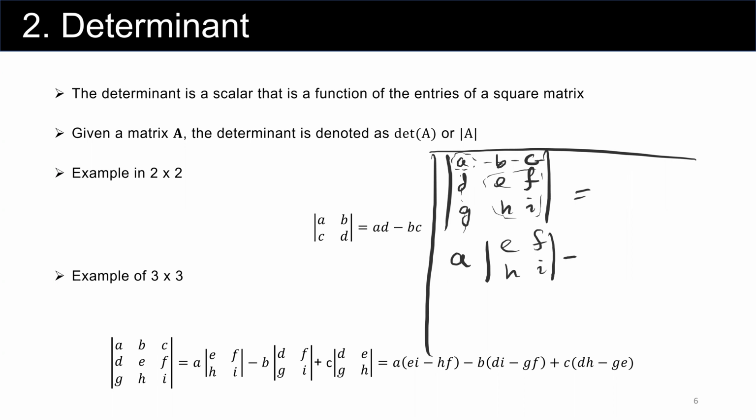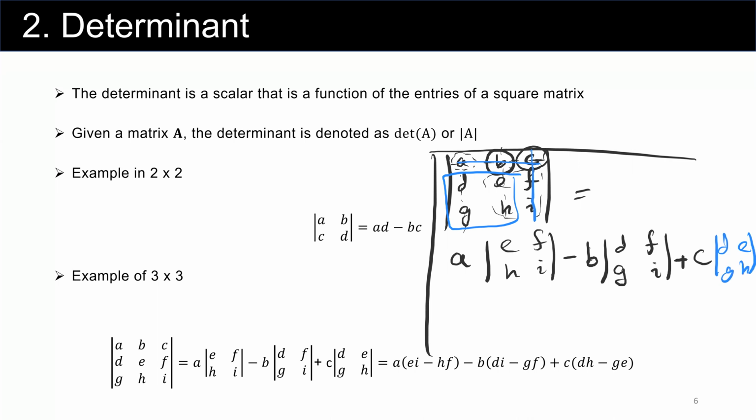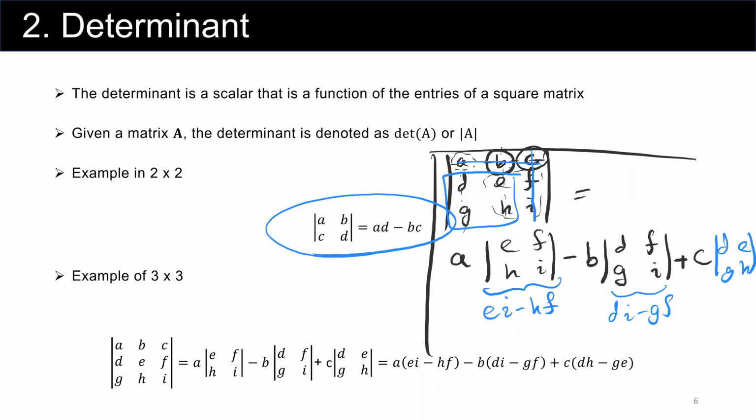Then minus B. Now we have B. Again, we remove the row and column at the same row and column as B, and we use the rest: D, F, G, I. Plus C. Again, we remove elements at the same row and column as C and keep the rest: D, E, G, H. So this is the determinant of our 3 by 3 matrix. And now you already know the definition of the 2 by 2 determinant. So the determinant of this is going to be E multiplied by I minus H multiplied by F, or D multiplied by I minus G multiplied by F, or DH minus EG.